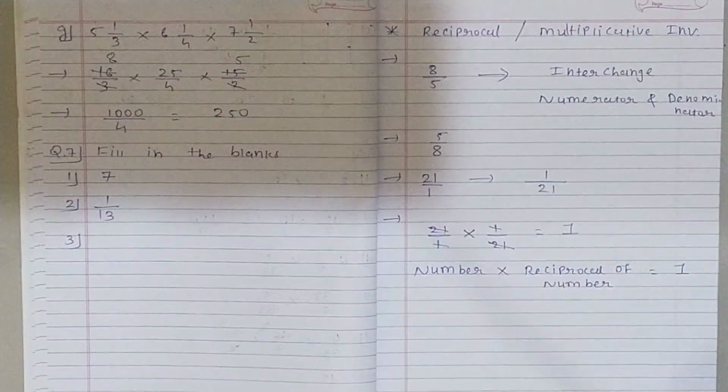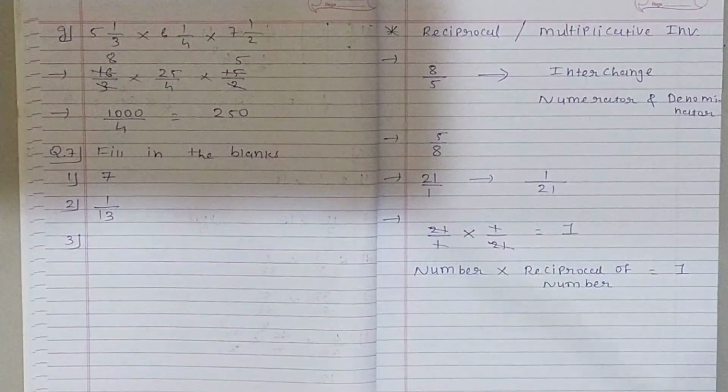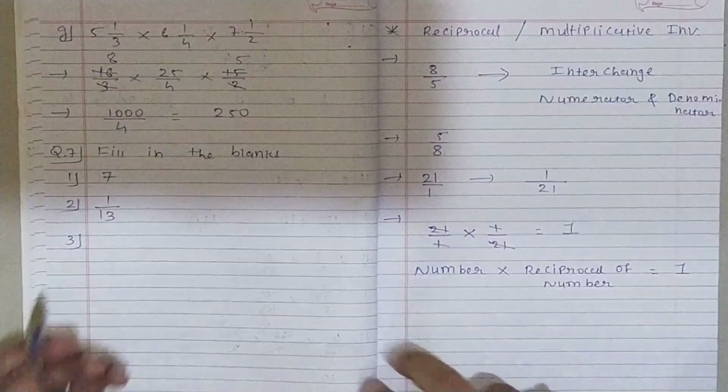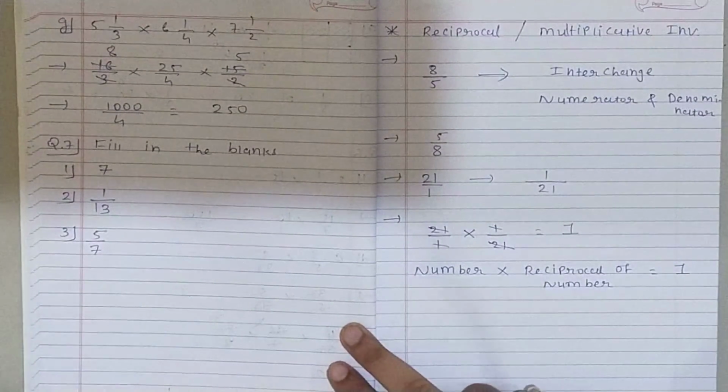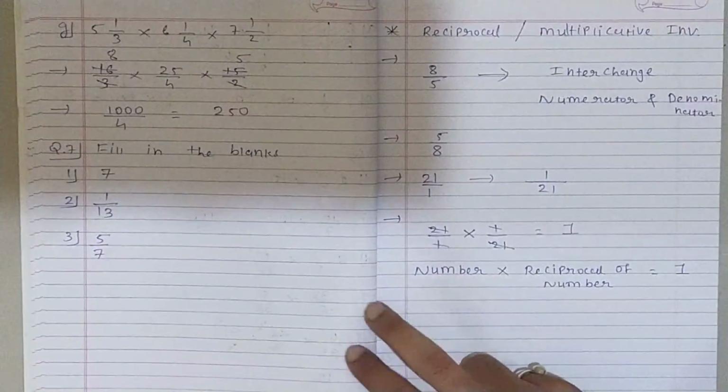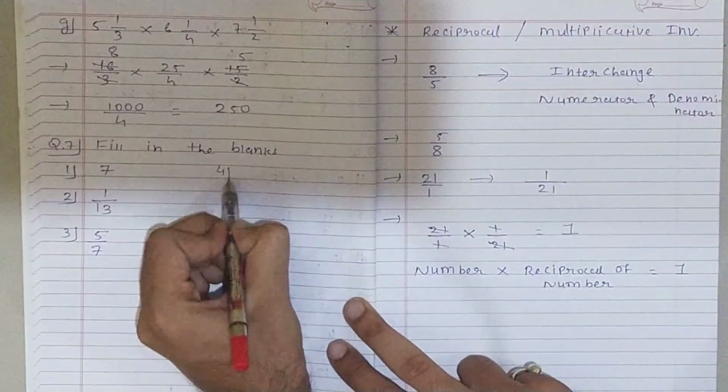Reciprocal of 7 upon 5. Next one, reciprocal of 7 upon 5 is dash. 7 upon 5 का रेसिप्रोकल क्या होगा? 5 upon 7. Just we need to interchange the places of numerator as well as denominator.